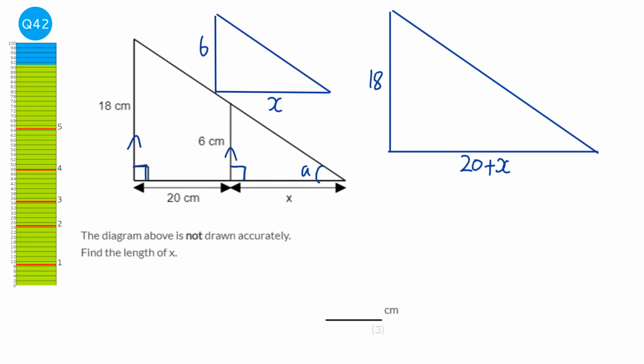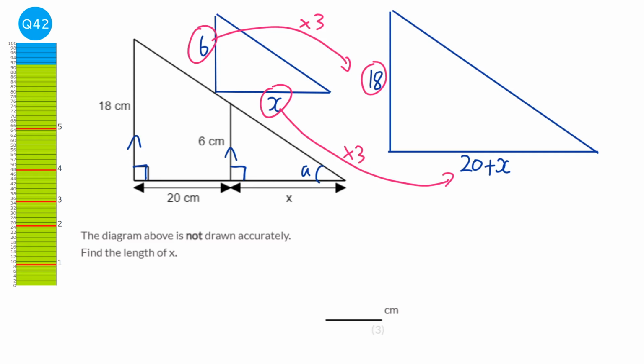So we need the scale factor first. Now if you look at the 6 and the 18, they are what we call corresponding sides. So we need to work out the scale factor by finding out what I multiply the 6 by to get to the 18. Well, that's obviously going to be 3. So we now know that we can times the x by 3 to get to the 20 plus x.